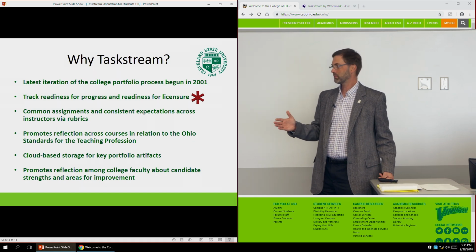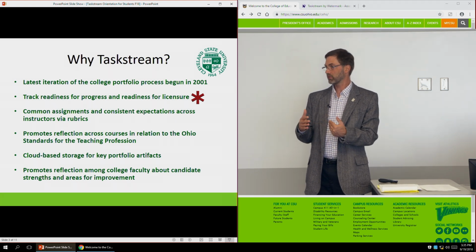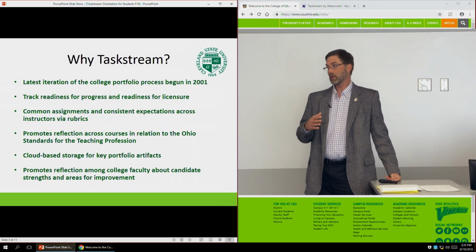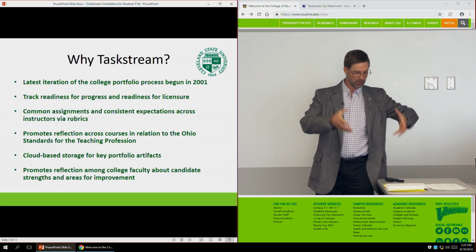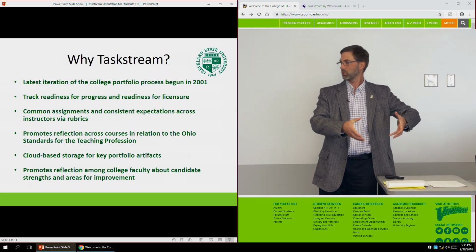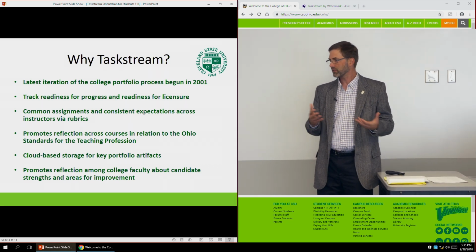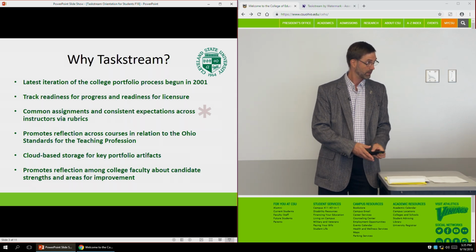And finally, at the end of the program, we use the process to determine your readiness for being endorsed for a license in Ohio. And this is something we've had in place since 2001, but back in 2001, we used to do it as big loose leaf portfolio binders. Now we just have it electronically. So it's really the same process, it's just that we've moved it into the more electronic age.